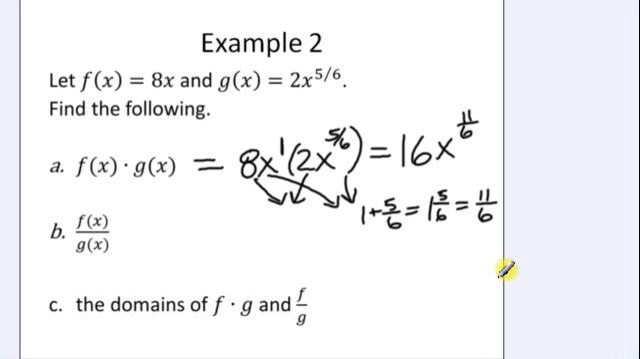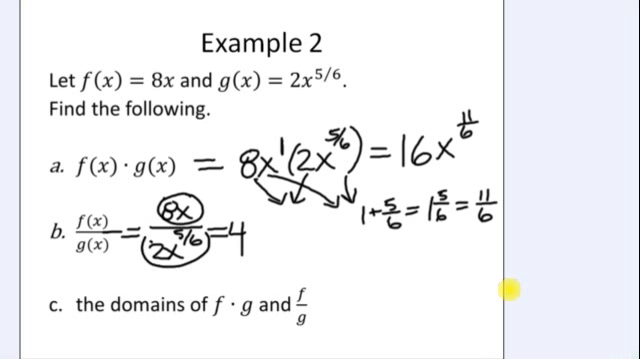All right, now let's look at division. We have f of x, which is 8x, divided by g of x, which is 2x to the 5/6 power. Now in this, because I don't have addition or subtraction, I can simplify by dividing like bases. I also have this 8 divided by 2, which is 4. And again, I couldn't do this in the previous problem of division we looked at because it involved addition and subtraction. But here, this is factors divided by factors. So I can divide them in parts.